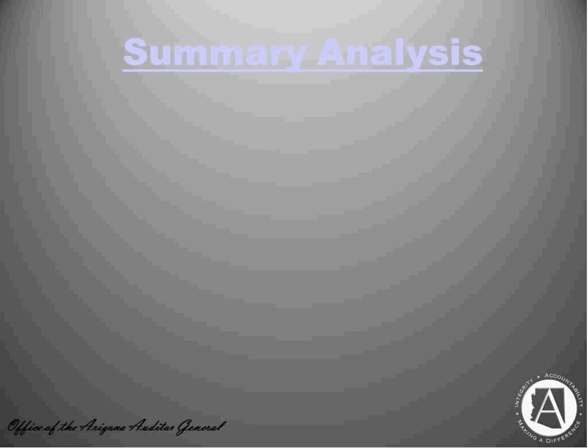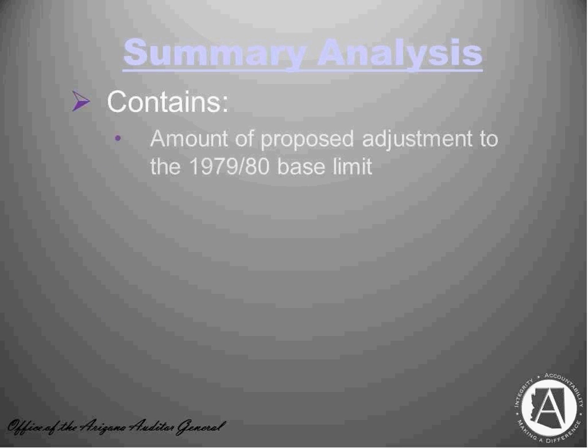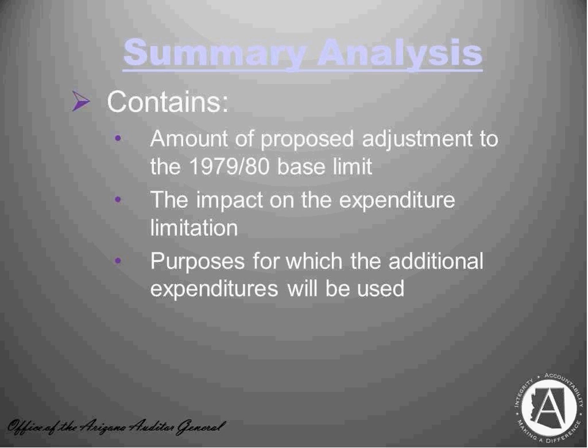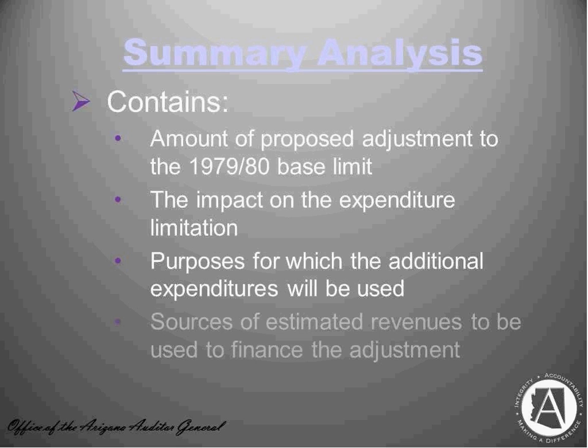The third item submitted in the packet is the summary analysis. The summary analysis contains the total amount of the proposed adjustment to the base limit, the impact on the expenditure limitation in the first year the adjustment will apply if the permanent base adjustment is granted, a statement indicating the purposes for which the additional expenditures will be used, and a statement of the sources of estimated revenues to be used for financing the adjustment to the expenditure limitation.